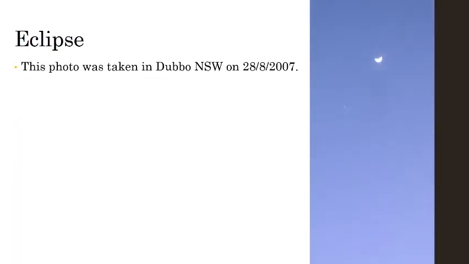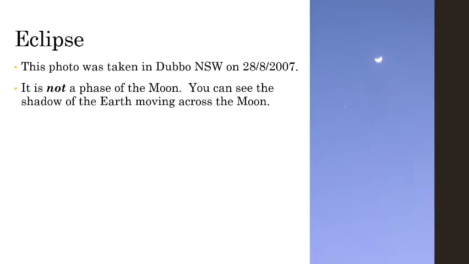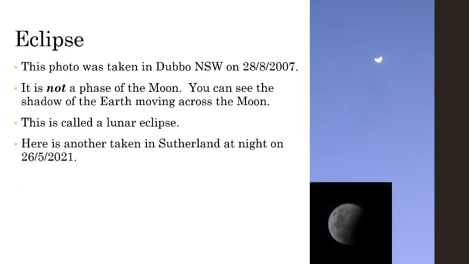Now, what's an eclipse? I mentioned that in passing. This photo was taken in Dubbo in the central west of New South Wales in 2007, and you can see it's not a phase of the moon. You can actually see the shadow of the Earth moving across the moon. This is called a lunar eclipse.